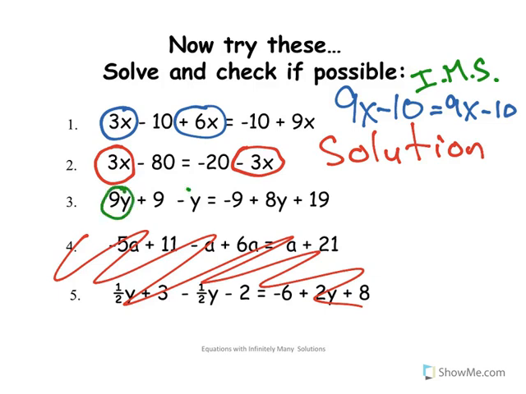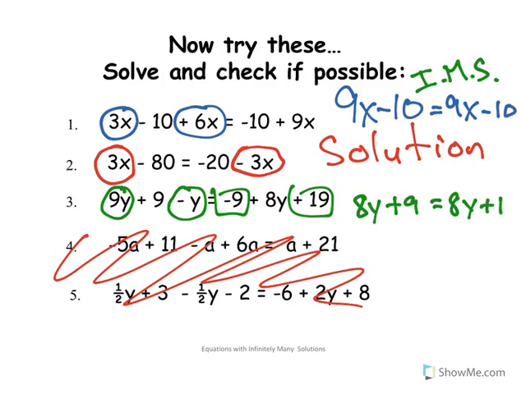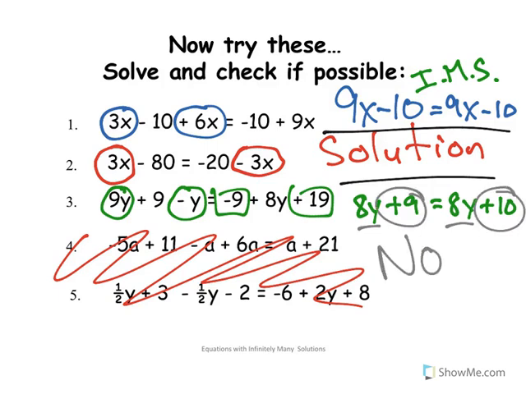If I combine the like terms, 9y and negative 1y, I get 8y plus 9. And on my other side, I'm going to get 8y, but when I combine my like terms, I get plus 10. That's a tricky one. Will 8y plus 9 ever be equal to 8y plus 10? Absolutely not. So just to separate these, I'm going to say that because my variable terms are the same, but my constants are different, that's going to be no solution.